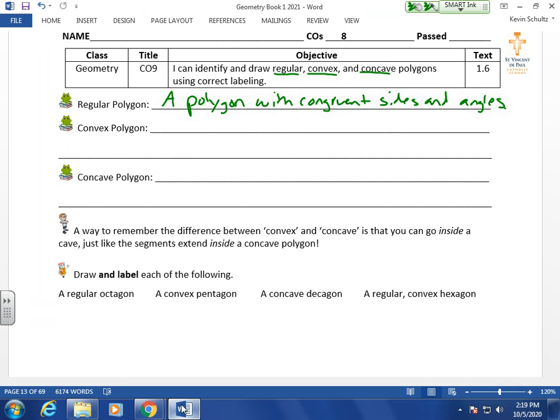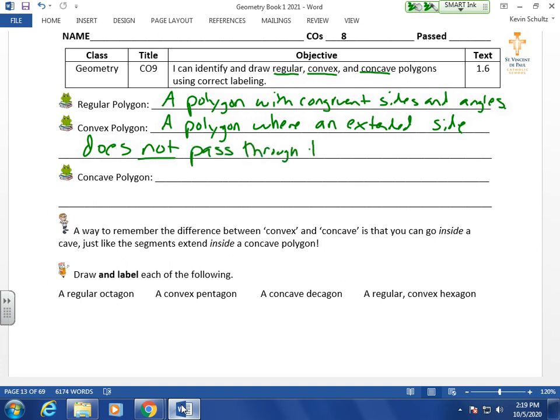Okay, I'm gonna kind of reword what you said here, but yeah, we'll start with a convex polygon as we go in order here. So a convex polygon is a polygon where an extended side does not pass through the polygon. Okay. It's a polygon where an extended side does not pass through the polygon.